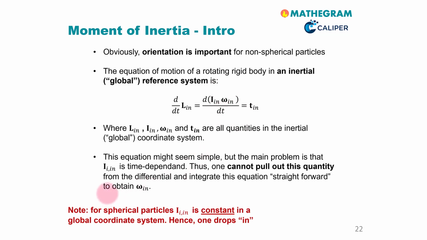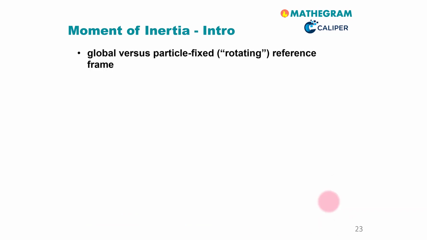Please note, very important, that for spherical particles this moment of inertia is a global constant, it doesn't change with time, and hence we have dropped this in all our equations before for the spherical particles. We must now take care of this, of course, for non-spherical particles. Hence, we have to look into the difference between a global and a particle-fixed rotating reference frame.